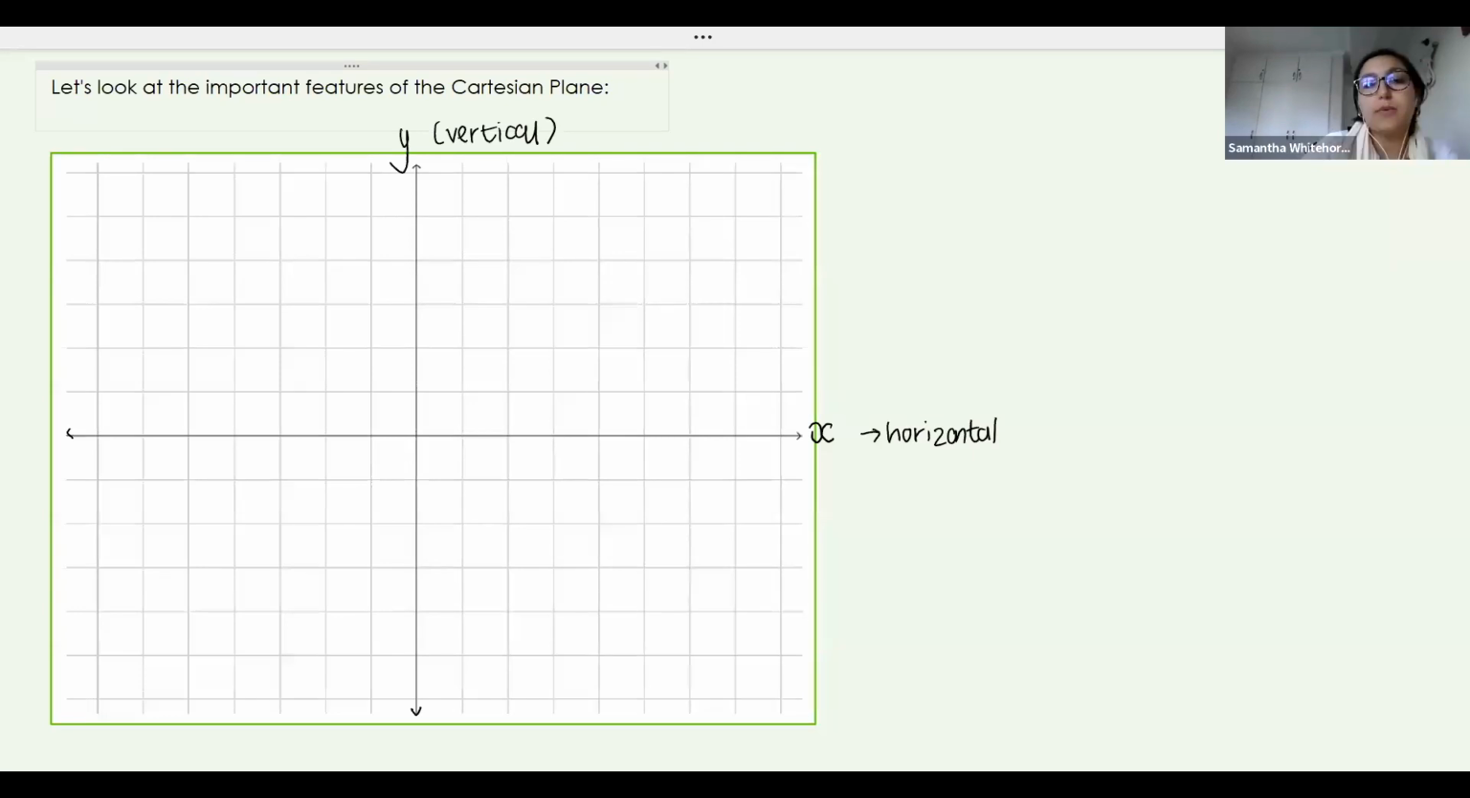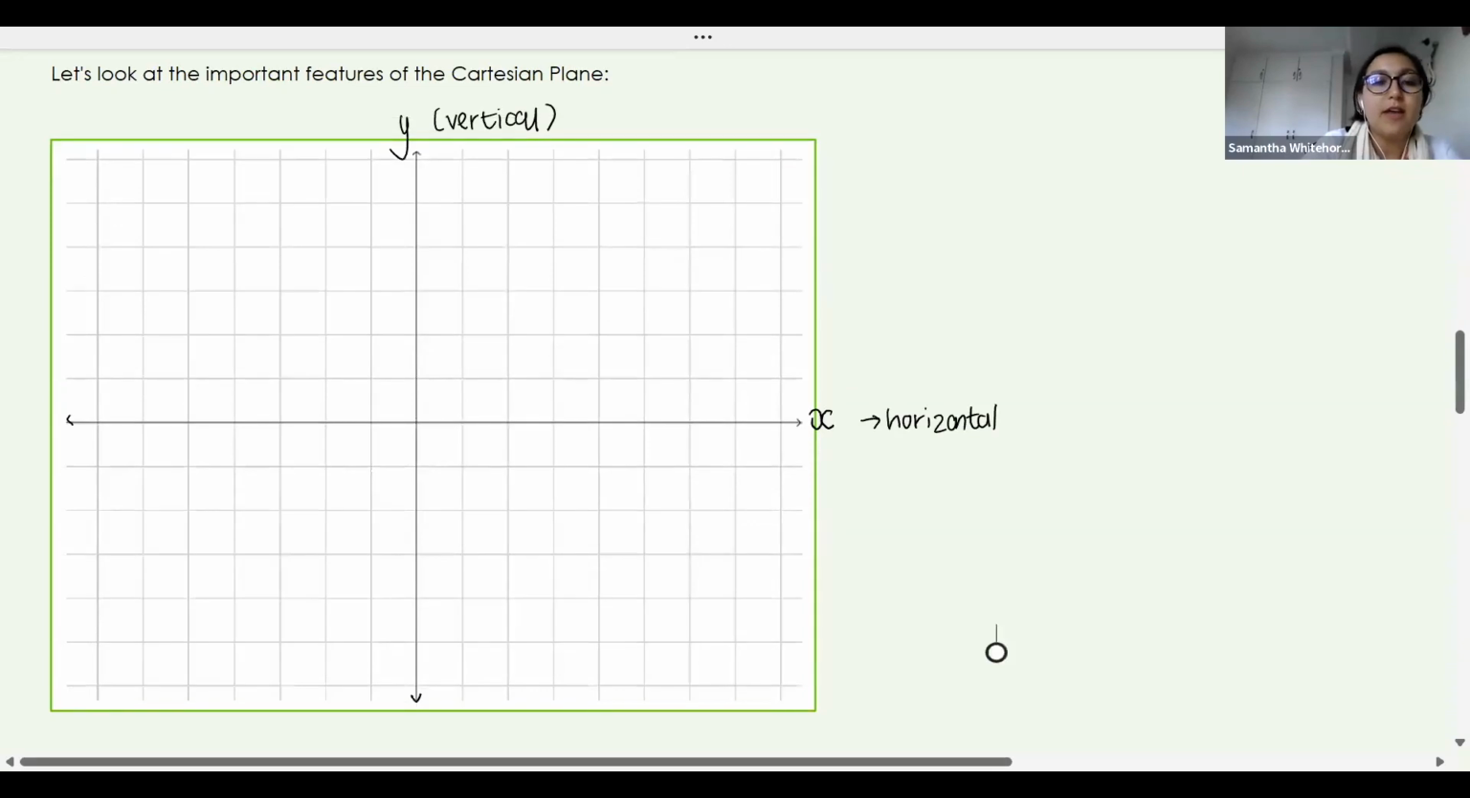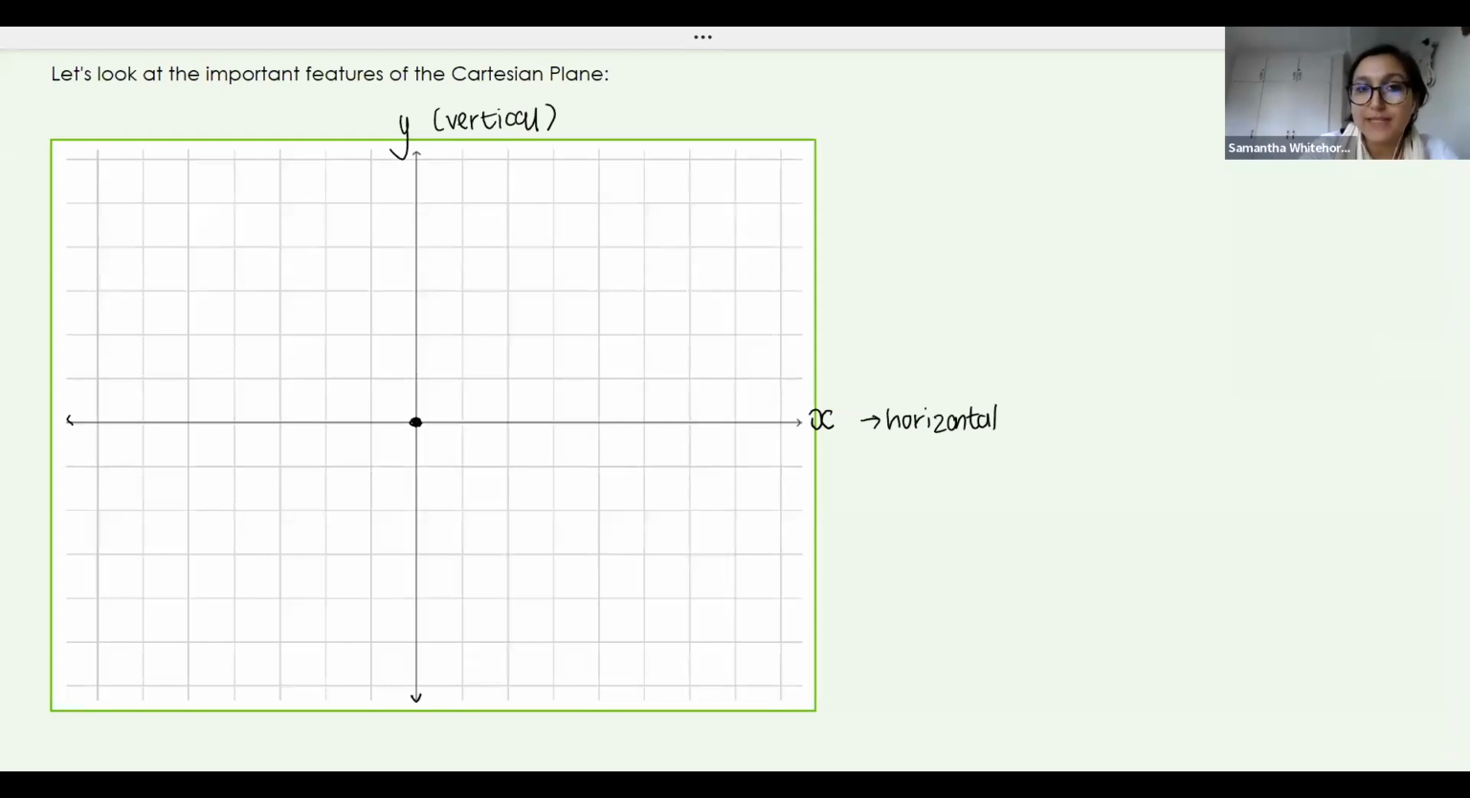The next thing that we need to know is that the point where these axes meet, so the point where they cross each other, is a very special point. It has its own special name, but this is sort of our grounding point, and this is at 0, 0. Now I'm going to explain what a coordinate is in a second.